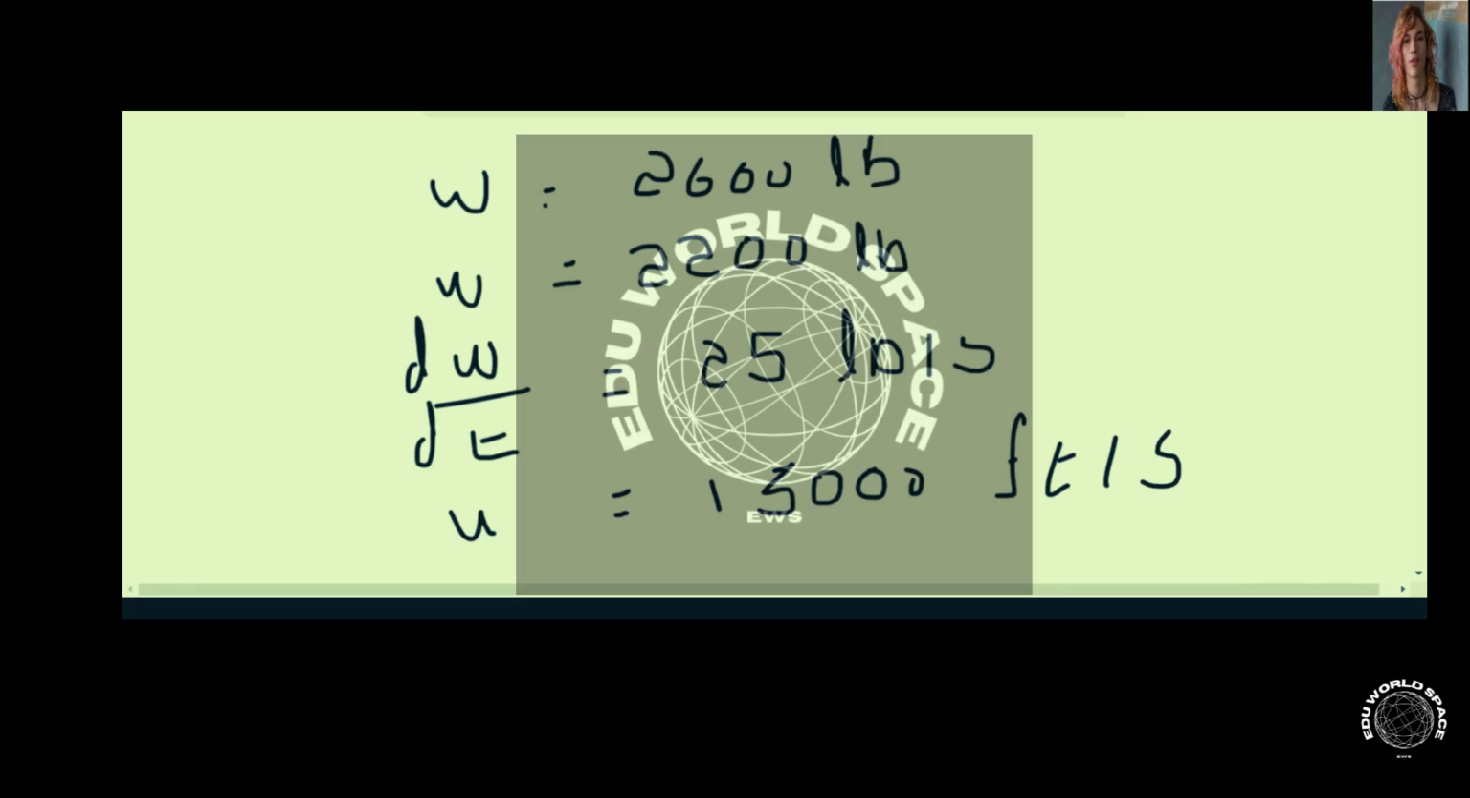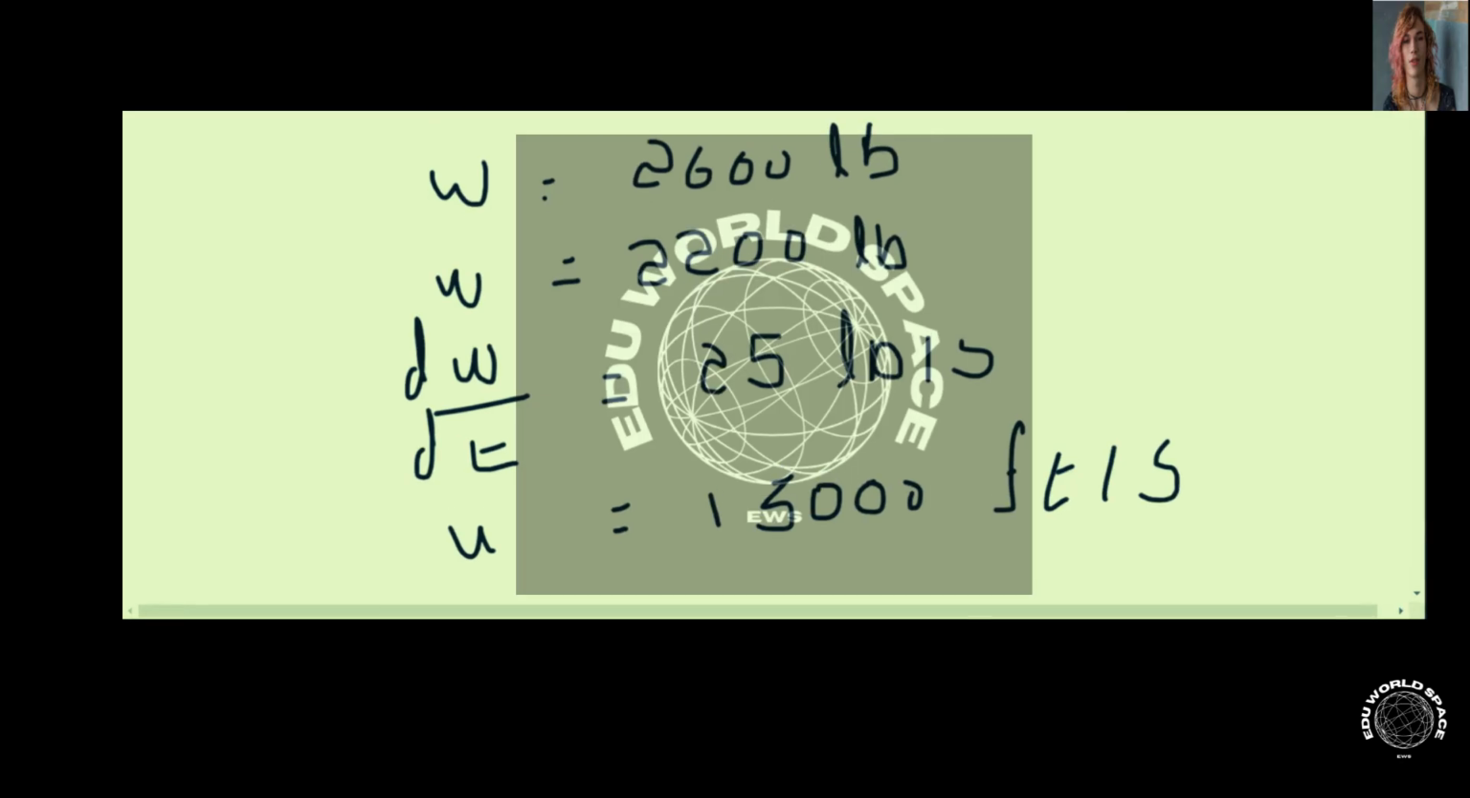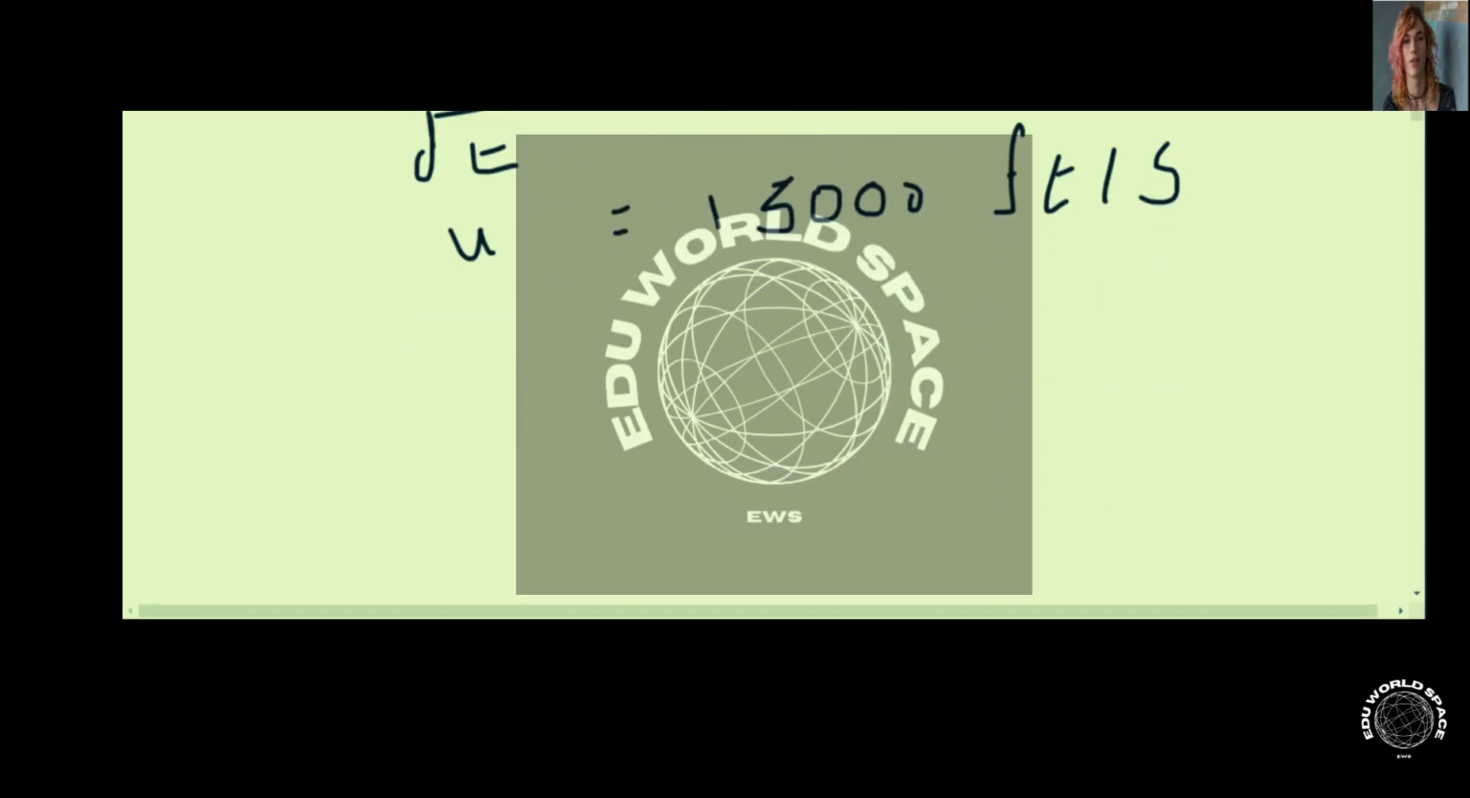Here, the weight of the rocket is 2,600 pounds. The weight of the fuel is 2,200 pounds. The rate of fuel consumption is 25 pounds per second, and the relative velocity of ejection is 13,000 feet per second. So first of all, let's talk about the thrust here.